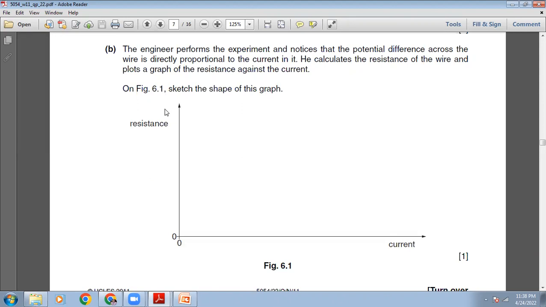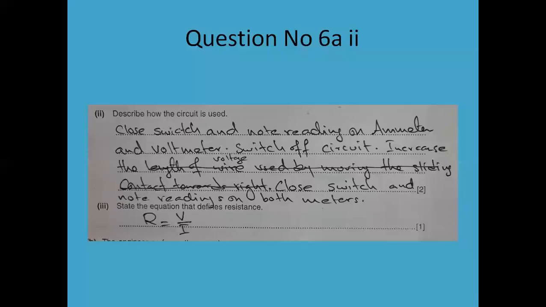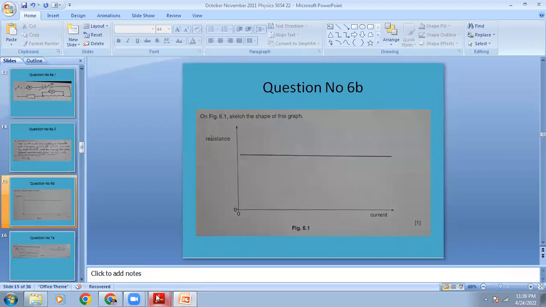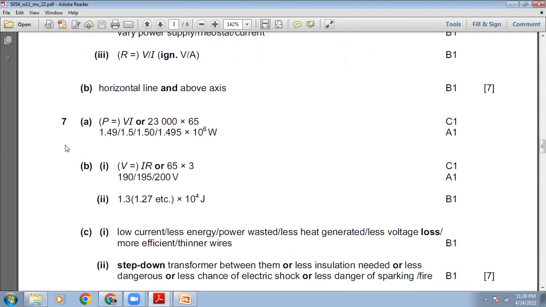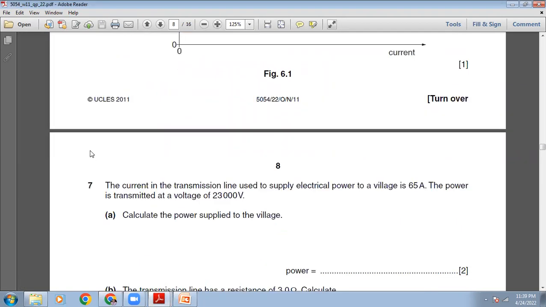So when you have to draw a graph between the resistance and the current for that wire, it will be a horizontal line, which means that you decrease the current, increase the current, the resistance will not change. It will remain constant. So let me show you. So it will be a horizontal line. Hopefully you understand. So it will be a horizontal line above the x-axis. So our answers are right. So let's move to the next question.